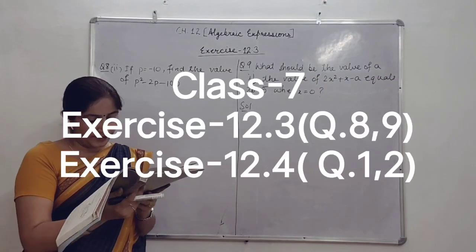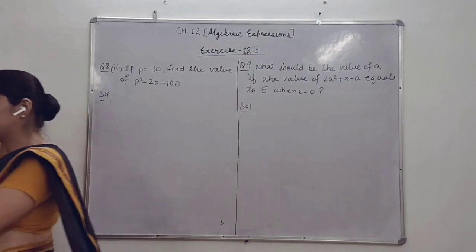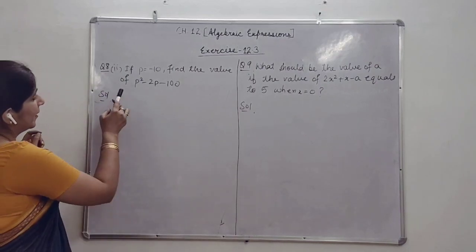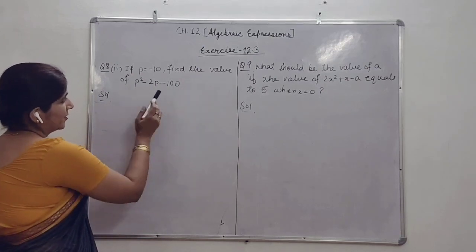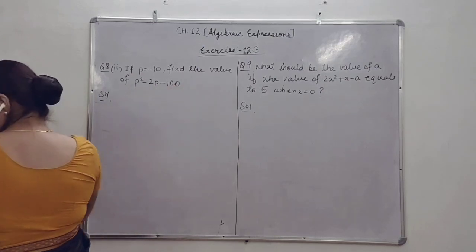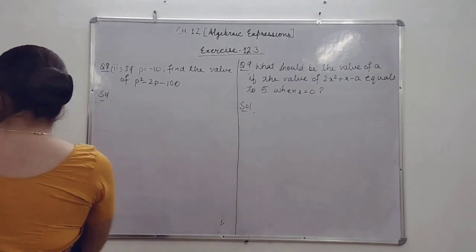Question number 8, in which the first part you have to do yourself, the second part I am telling you. Okay, so let us start the second part. In the second part it is given, if p equals to minus 10, find the value of this expression, p square minus 2p minus 100.